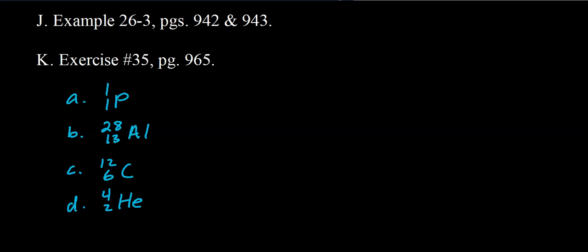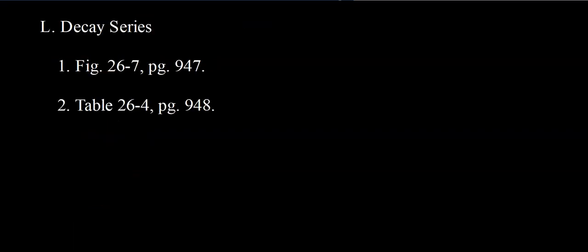And then letter B, if we take aluminum-28 and bombard it with, that's a different symbol for a proton, 1 over 1 H is just a proton, we get silicon-29 and a gamma ray, some gamma radiation. So 0 over 0 gamma is a symbol for a gamma ray. 12 over 6 C fills in the missing blank for letter C, and 4 over 2 He fills in the blank for letter D.